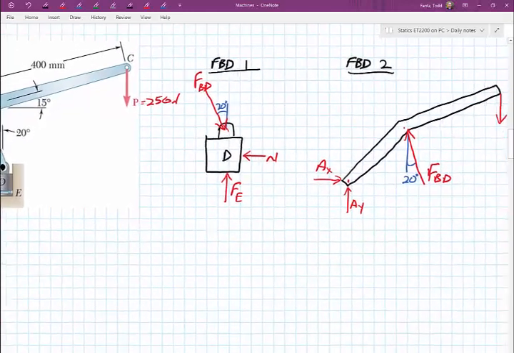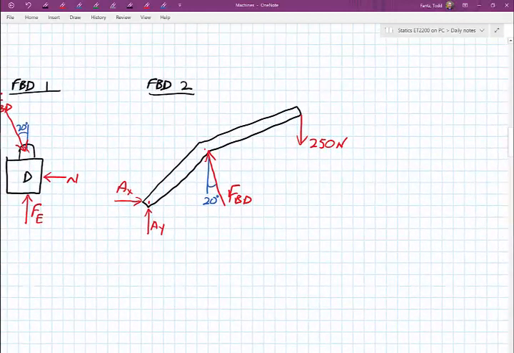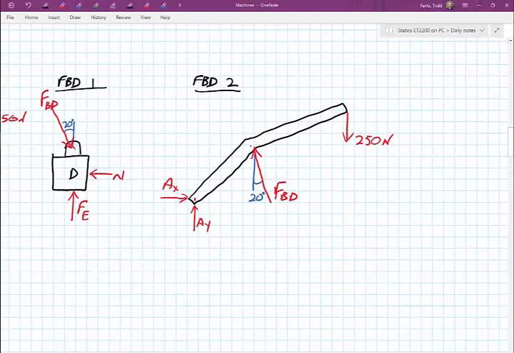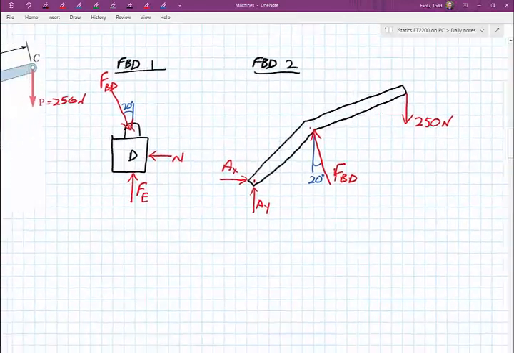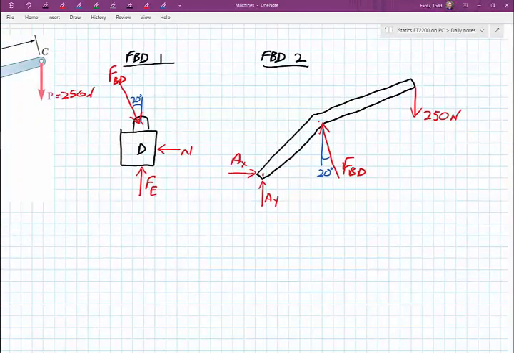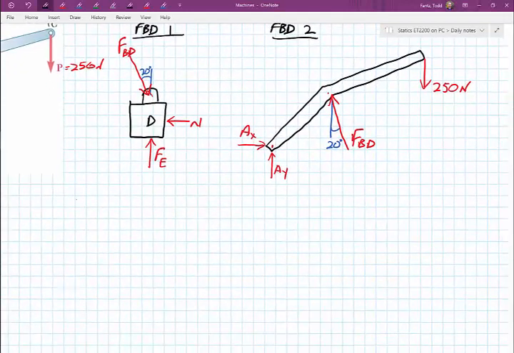The other free body diagram would be of that lever arm, and the FBD would be equal and opposite, so 20 degrees from the vertical once again, but pushing up towards the arm. Reaction at A has an X and a Y component, and then I'm pulling down in the end with 250 newtons. So if I look here, looking at free body diagram 1, I have three unknowns. Free body diagram number 2, I have multiple unknowns, but I have FBD as common between the two of them. So I decided to look at free body diagram 2 first.